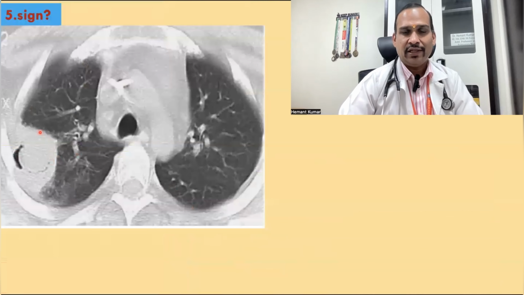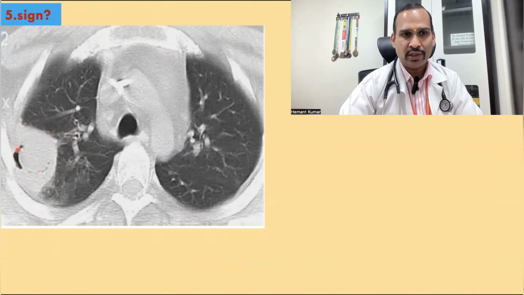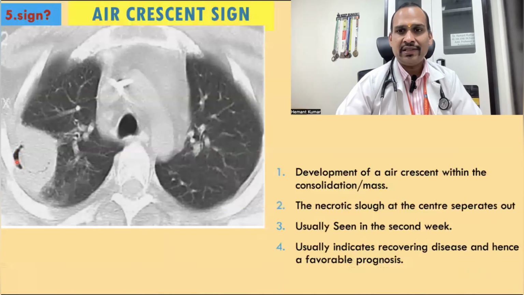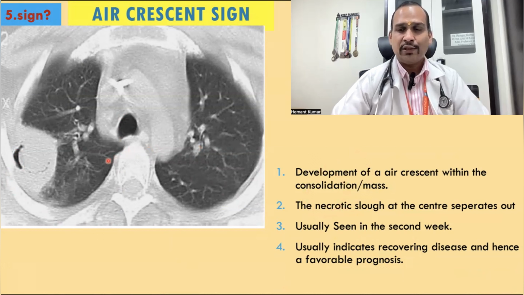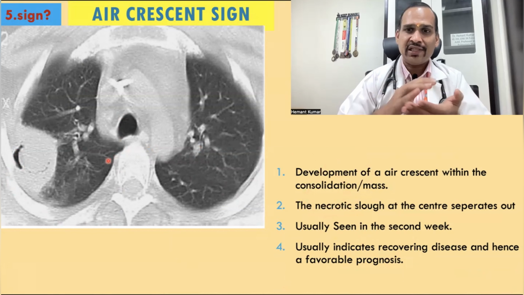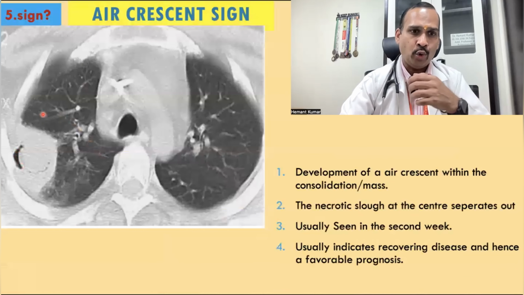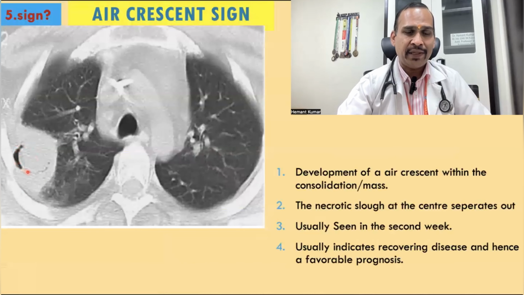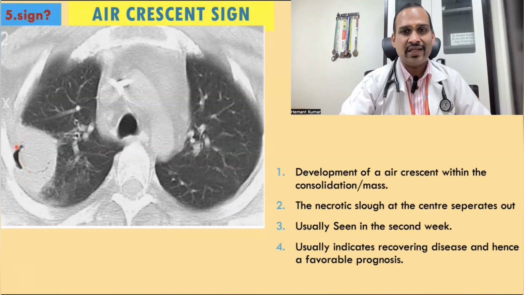Now the fifth sign. What sign is this? You can see a homogeneous radiopaque opacity, and you can see air in this. This is the air crescent sign. What is this? This is the development of an air crescent within the consolidation or mass. Whenever there is disease, first there is formation of consolidation, a whole radiopaque opacity. Whenever there is necrosis, this part is expelled out because of necrosis. So this causes the air crescent sign.